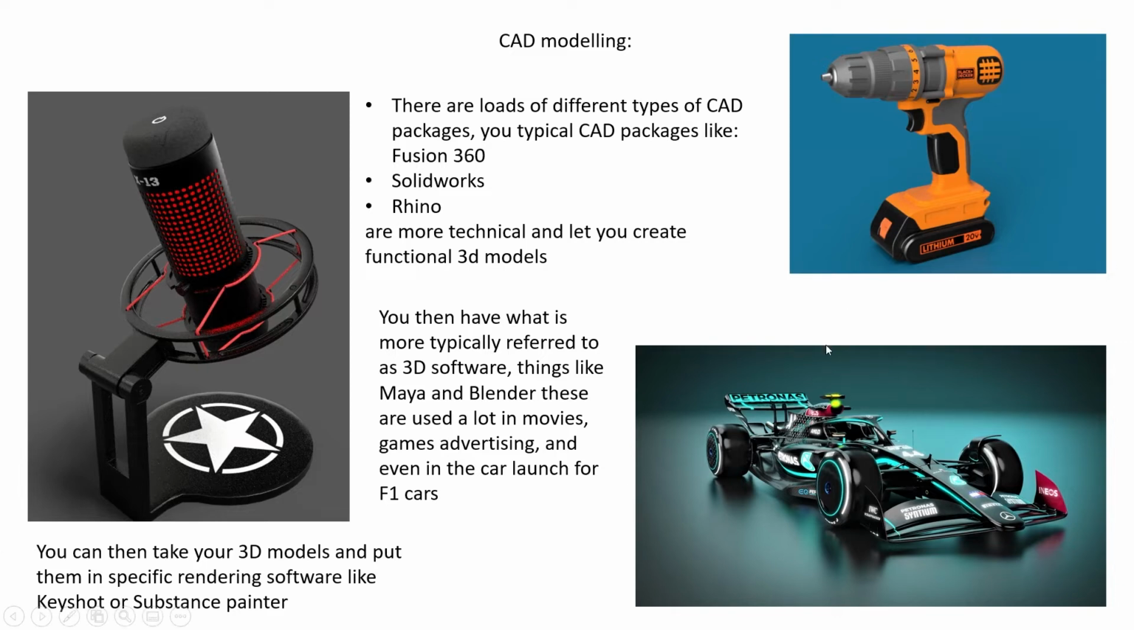You then have what is typically more referred to as 3D software. So that would be your Maya and your Blender. Now Maya is made by the same people that make Fusion, and Blender is open source, so anyone can download Blender for free. They'll still let you produce 3D objects.